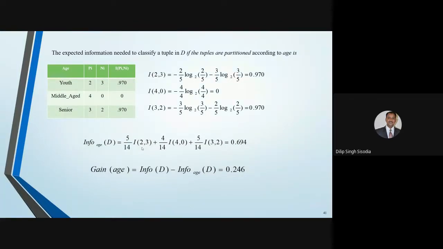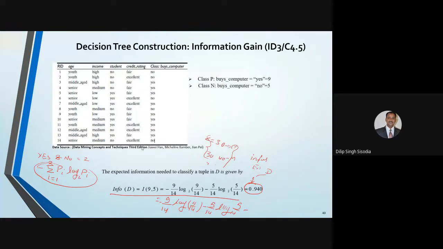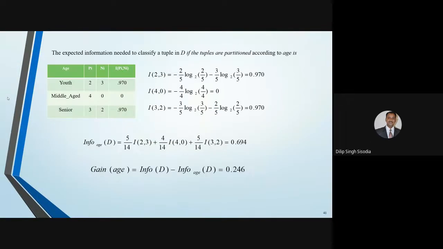Now for youth, 2, 3. Here you can see we will compute for age: youth 2, 3, middle age 4, 0, and senior 3, 2. What does it mean? How many youths are there? 5 youths: 1, 2, 3, 4, 5. Out of these 5, how many yes and how many no's? 2 yes and 3 no. That's why we have written here pi 2 and ni 3.